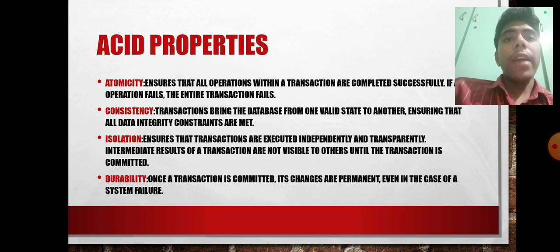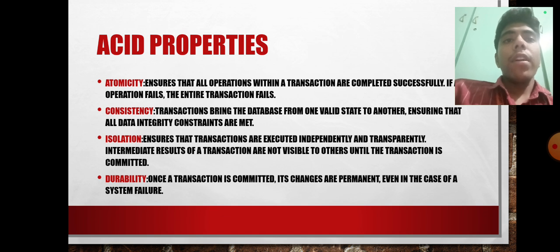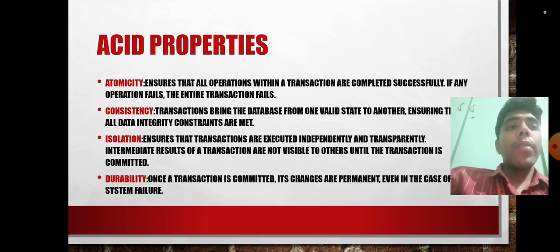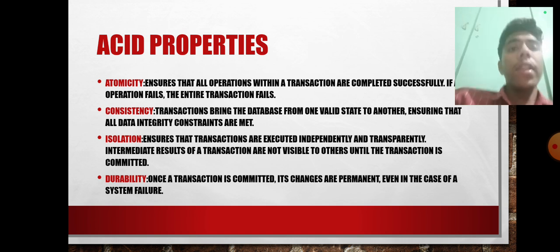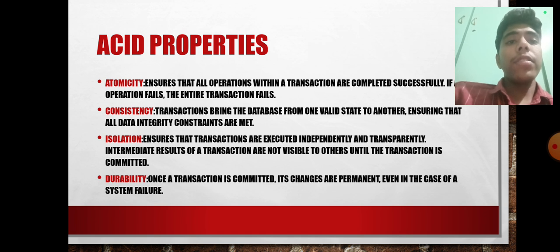And the next topic is ACID properties. ACID properties: A means atomicity, C for consistency, I for isolation, and D for durability. These properties are very useful in maintaining consistency of the database. Atomicity: ensures that all operations within a transaction are completely successful. If any operation fails, the entire transaction fails.